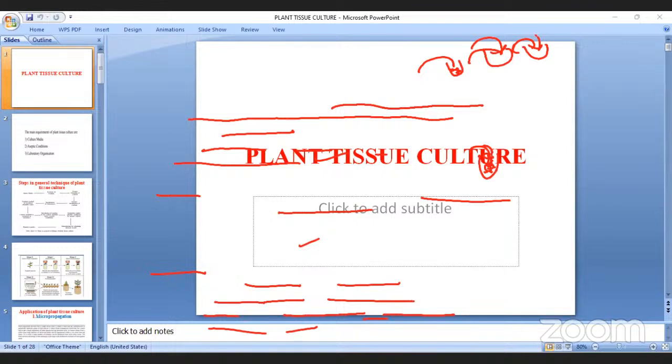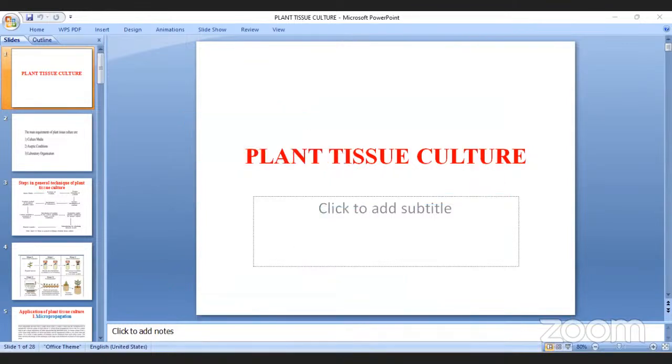Next one, synchronization of suspension culture, chemical methods, starvation methods, and callus culture. I will complete it tomorrow. There are callus culture and factors of callus culture. I will complete tomorrow.